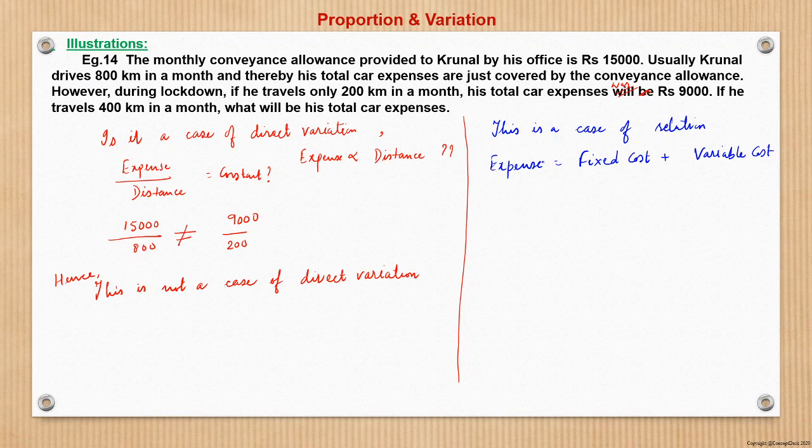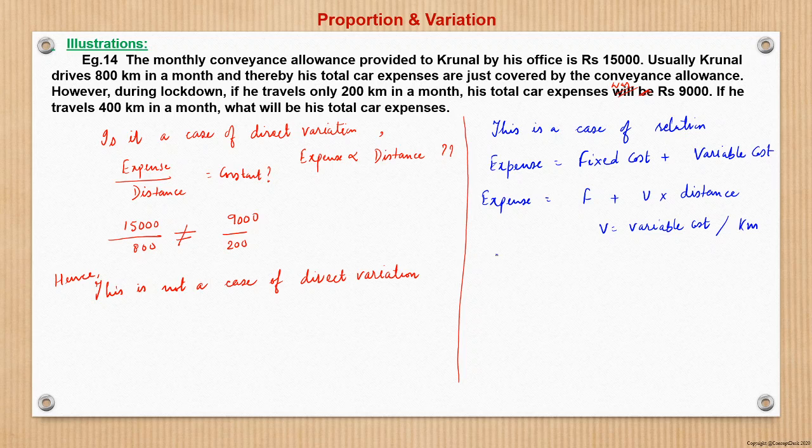So here also, we can write expense as fixed cost, that would be F, plus variable cost, which we can write as V. V is the variable cost per kilometer into distance. So what is V? V is the variable cost per kilometer, right? So now this will satisfy.